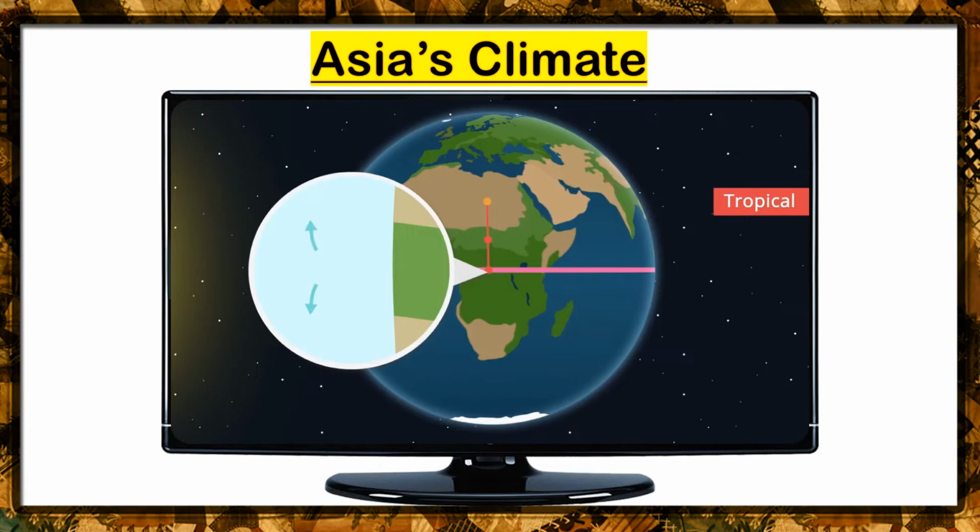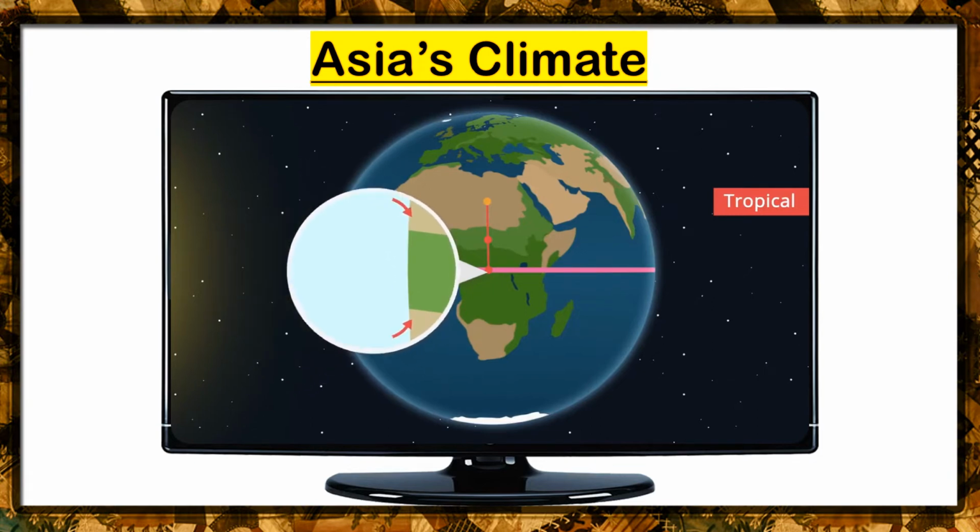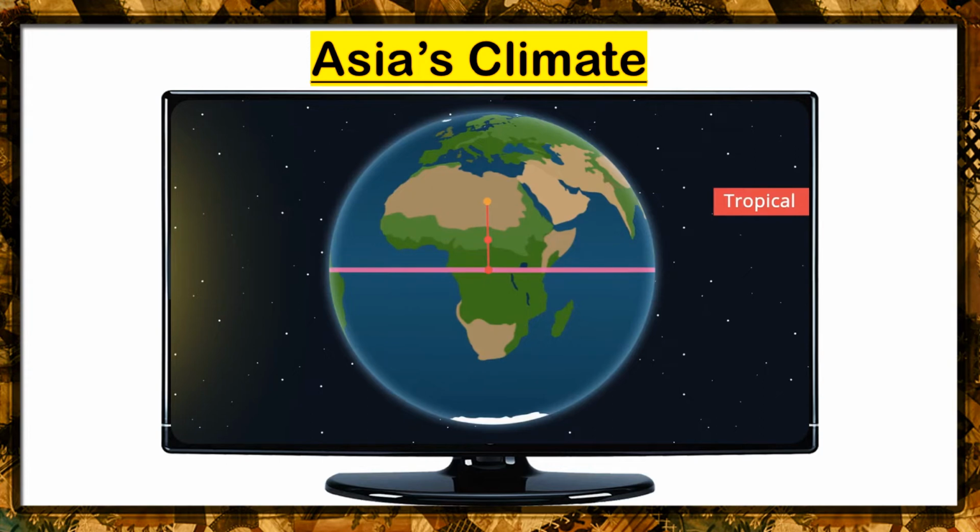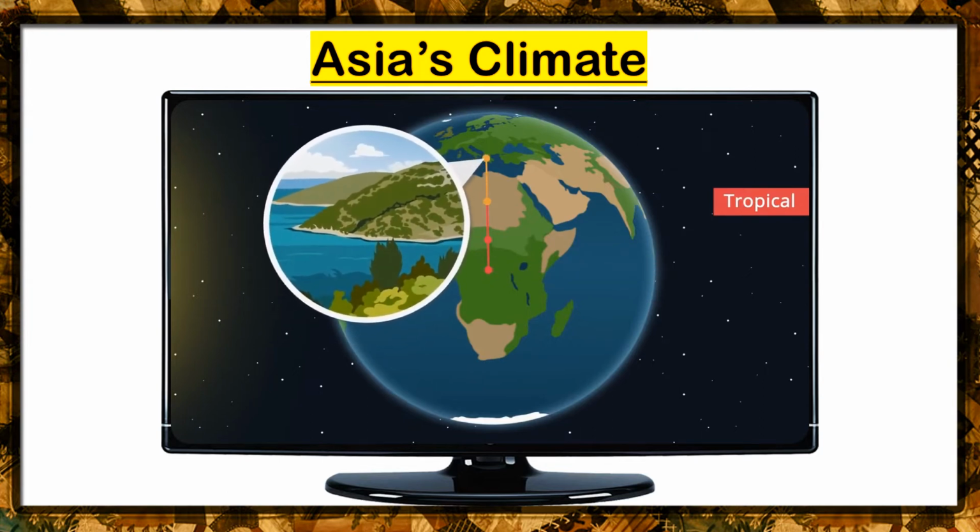After a while, it becomes so cool and heavy it starts to sink toward the Earth again. Then lots of air is pressed to the Earth, and high-pressure areas are created. The weather becomes dry and warm, such as in the Sahara Desert. A little further north, we reach the Mediterranean.